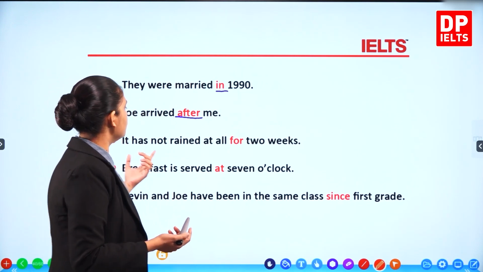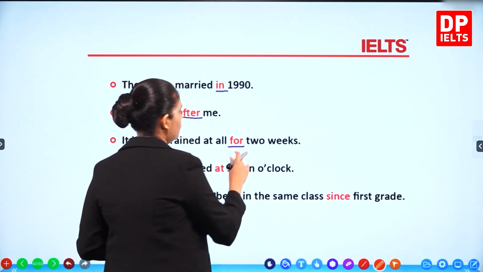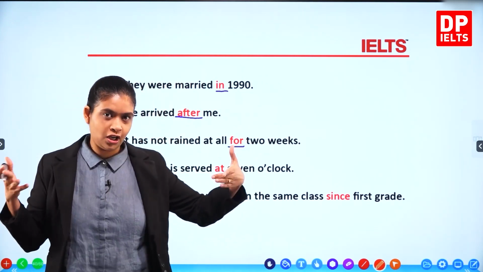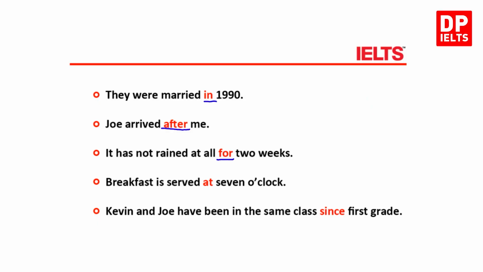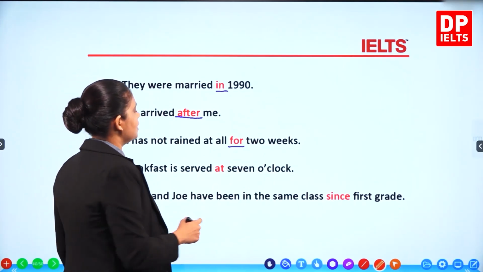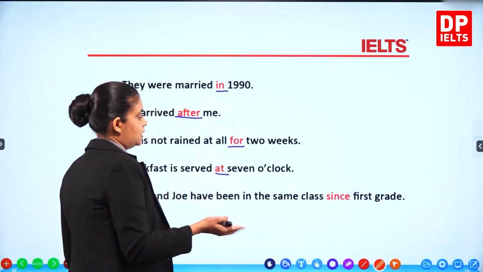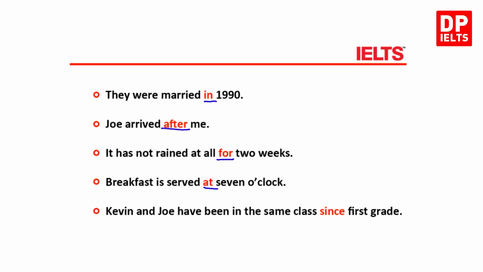It has not rained at all for 2 weeks. So the entire duration we say for. 2 வாரங்களுக்கு மழை பெய்யவில்லை. 2 வாரங்களுக்கு, for 2 weeks. Breakfast is served at 7 o'clock, so specific time. So இது இப்போ உங்களுக்கு நல்லாவே விளங்கியிருக்கும். Very specific time, 7 என்ற ஒரு specific time குறிக்கிறதால at 7 o'clock.